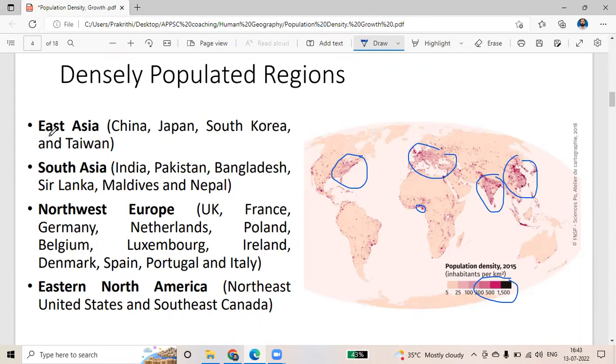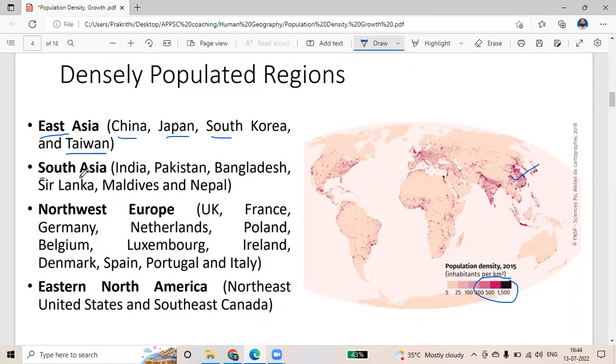First one is East Asia. This is Asia and this is the eastern part of Asia. This area is actually the highly populated area in Eastern Asia. It consists of China, Japan, South Korea and Taiwan. इतना सा area comes under the highly densely populated regions. On average, this area's population density will be above 400.